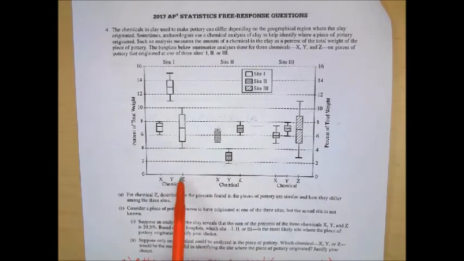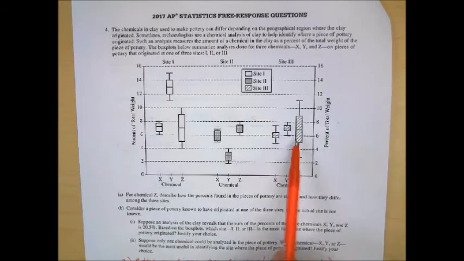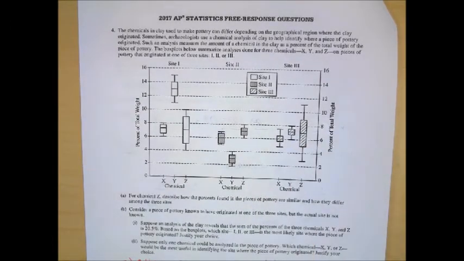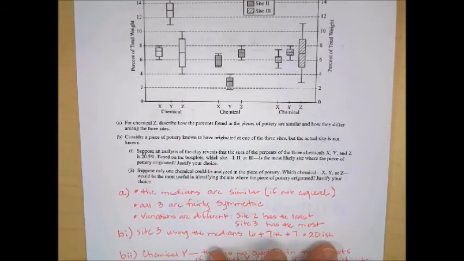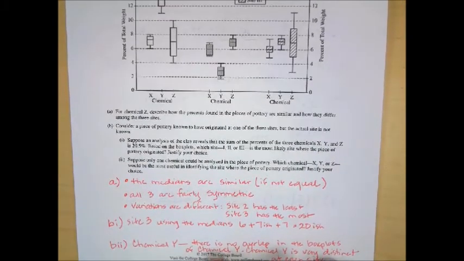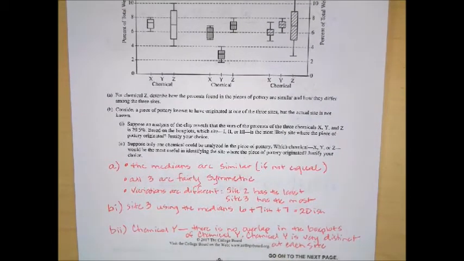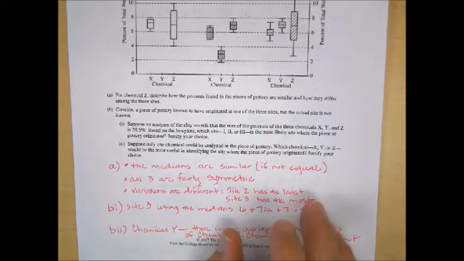Here's chemical Z for site 1. Here's chemical Z for site 2. Here's chemical Z for site 3. So you can see what I wrote. It appears that the medians are really close to being in the same spot. They might even be equal. I don't know, because the scale isn't that precise. But the medians are similar at all 3 of the sites. Now, look at the shape.